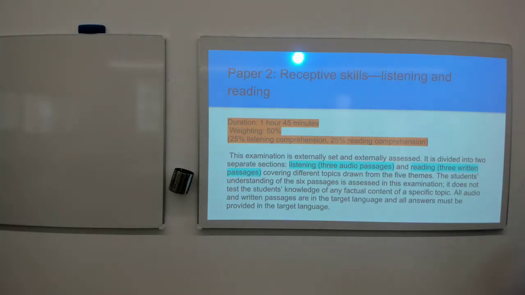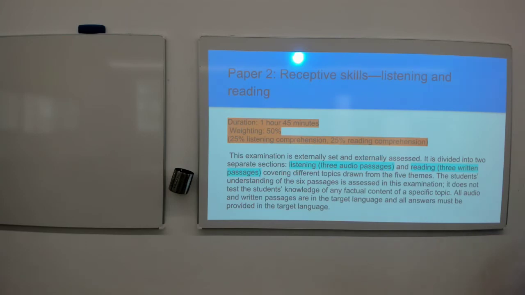The next external assessment is paper 2. It's receptive skills, and it consists of listening and reading parts. This examination is externally set and externally assessed.